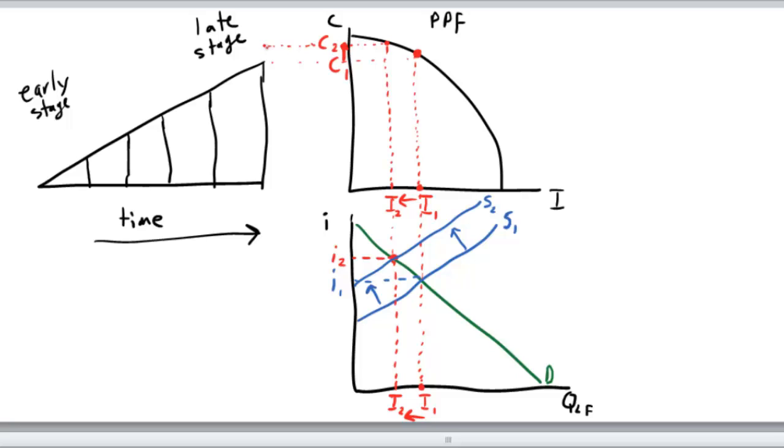Where is the investment going to occur now? It's actually a lower level of investment. We're actually going to tack some on to the late stages because the economy wants more consumption goods right now. Okay, how are we going to do that? We're going to do that by taking it off of the early stages. So less early stage investment, more late stage investment.